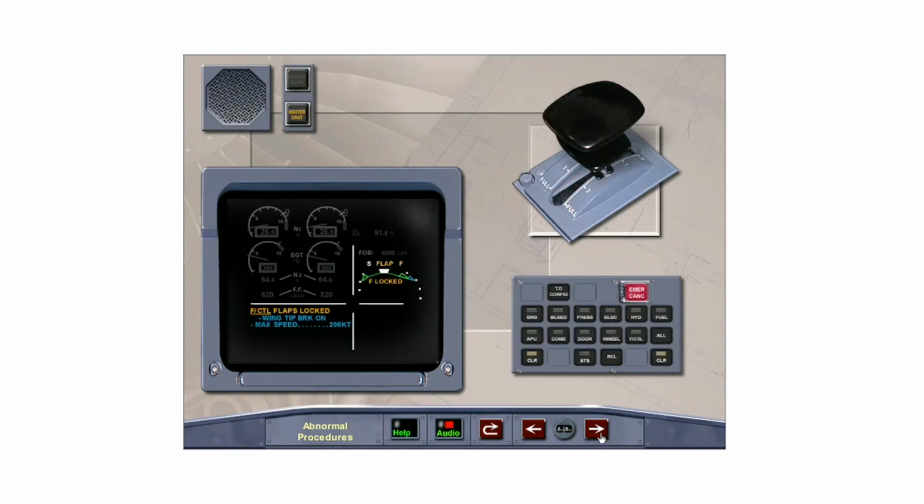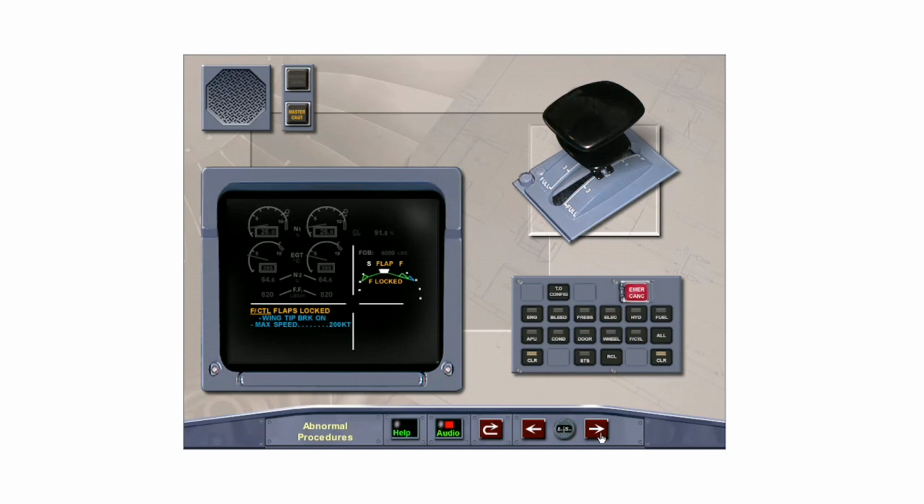Recall that due to flaps or slats asymmetry, runaway, or uncommanded movement, the wingtip brakes are activated and the flaps and/or slats are locked in their current position. The wingtip brakes can only be reset on the ground. In this example, the flaps have locked between positions 1 and 2.